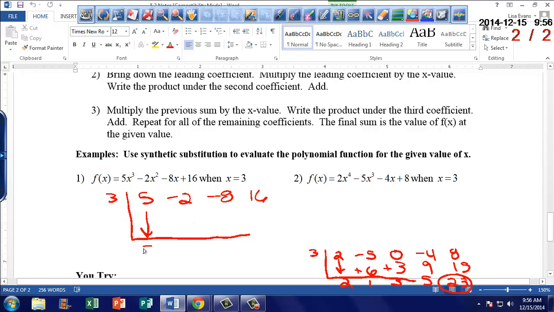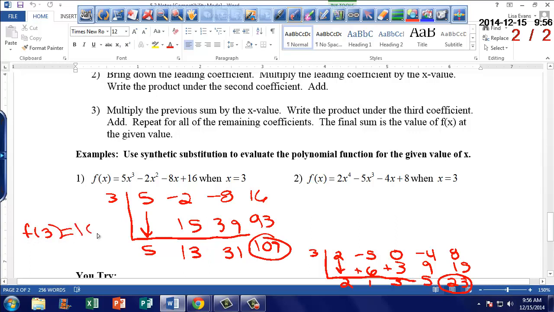Drop the first term down. Now we start with multiplication. 3 times 5, then we add. 3 times 13, then we add. 3 times 31, then we add. 109 is our answer. So technically the way to write this would be f of 3. When we evaluated this function at 3, we got 109.